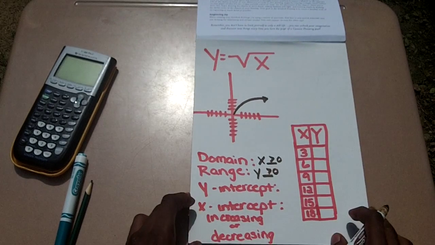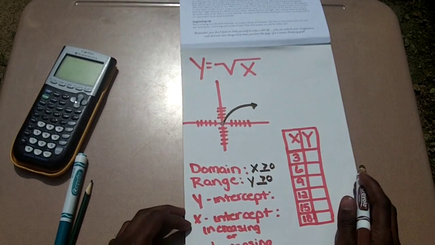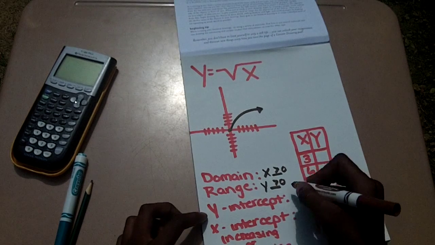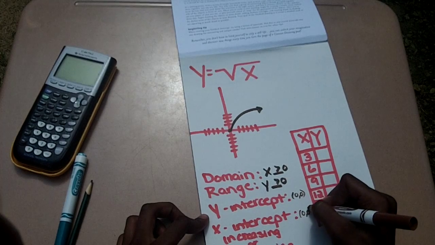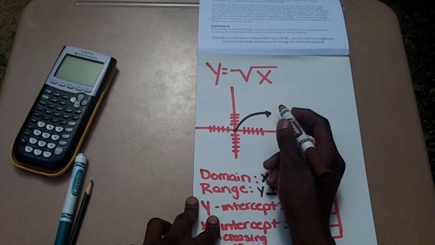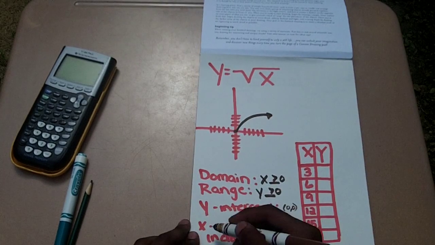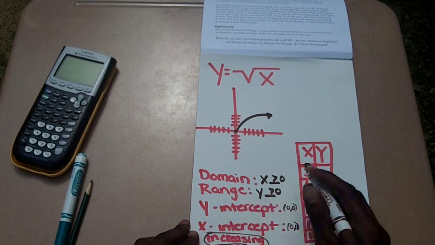And my x and y intercepts, it starts at the point 0, 0. So that's both my x and my y intercept. And since my function goes on and doesn't stop, it's increasing and not decreasing, also because it never goes into the negatives.